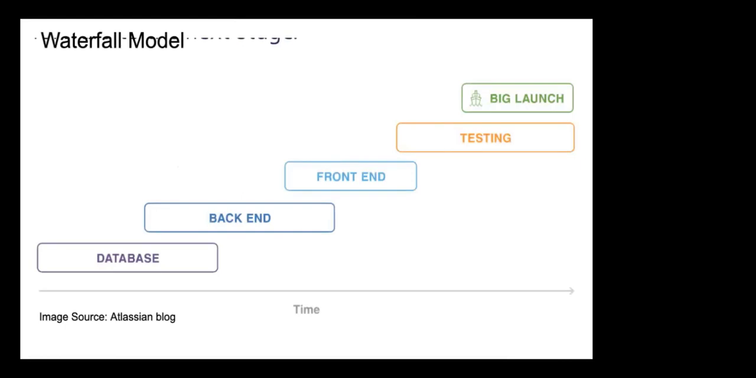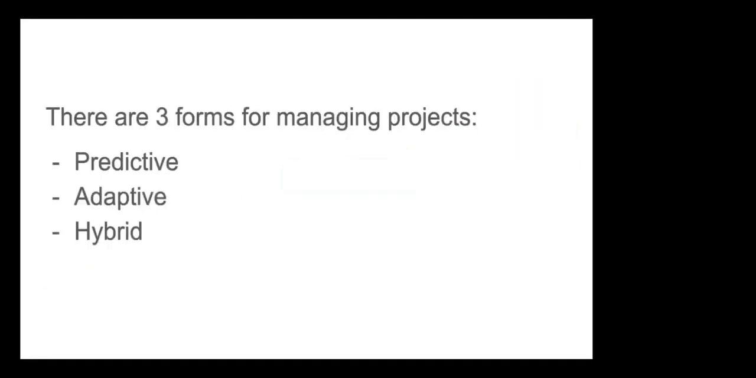Then you have adaptive. Then you have hybrid. Predictive is called a plan-driven approach to managing projects. You want to plan extensively and use that plan to define how you want to manage the project. Then adaptive is called change-driven.